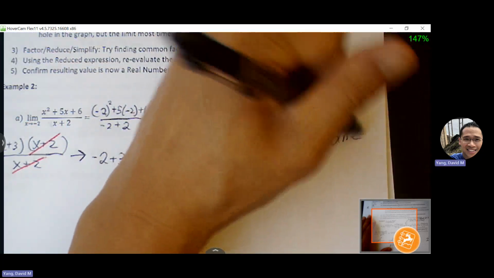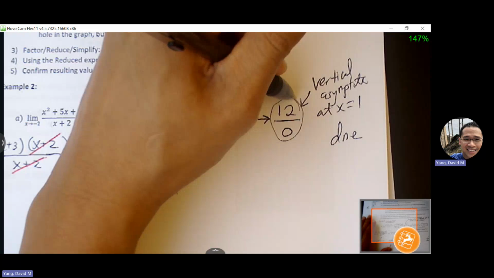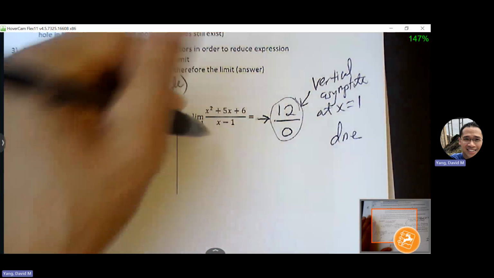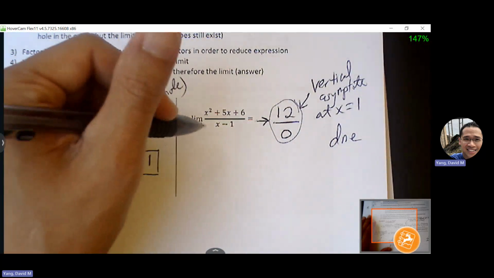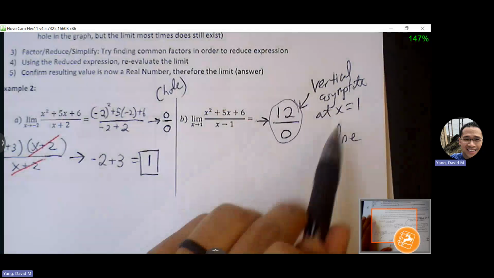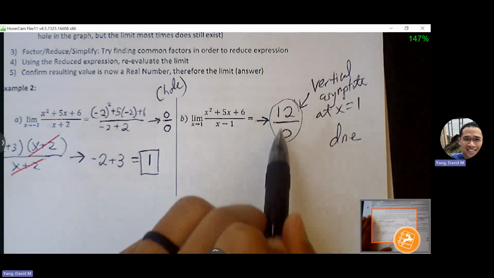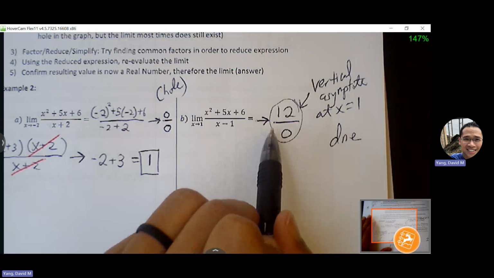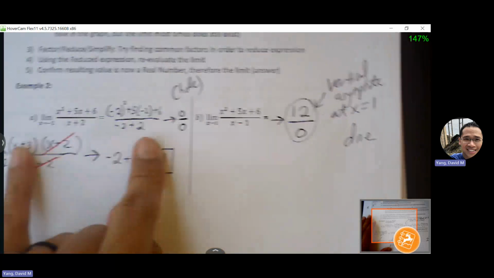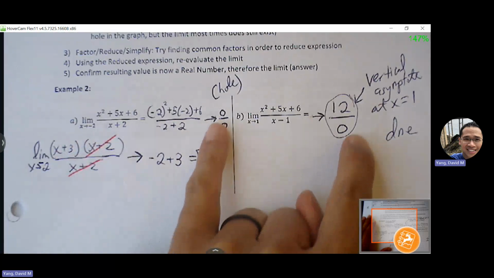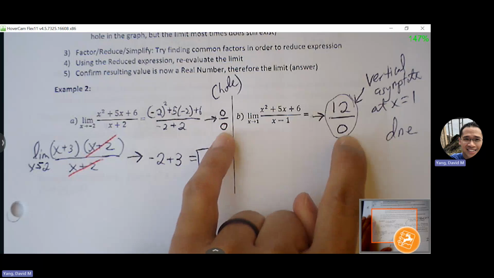Doesn't exist. So if we get this, we're not going to go and factor because there's nothing that we can do to cancel anything out because there's no hole, right? It's a vertical asymptote. This numeric situation is basically telling us what's happening. And that's why direct substitution is so important, because it can kind of give us an idea what we're dealing with, right? Are we dealing with a continuous function? Are we dealing with a hole? Are we dealing with a vertical asymptote?